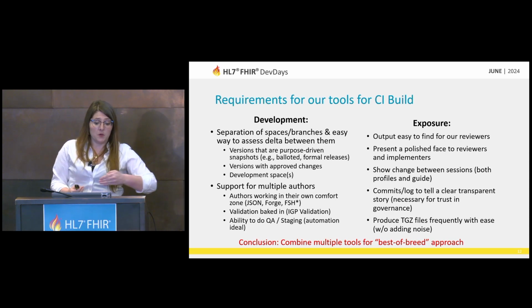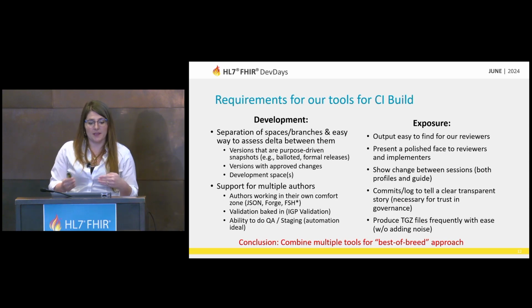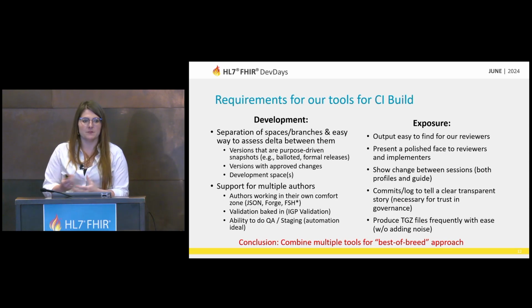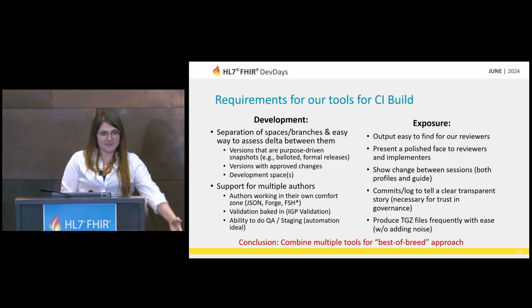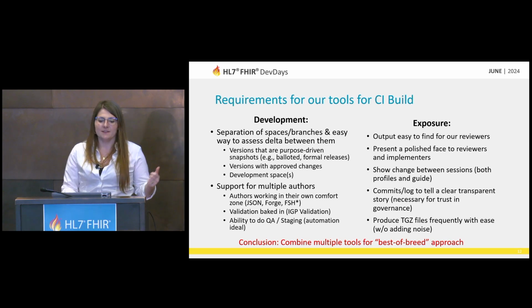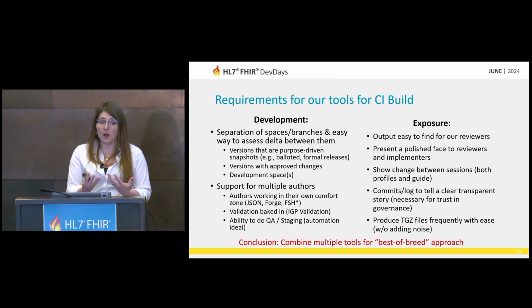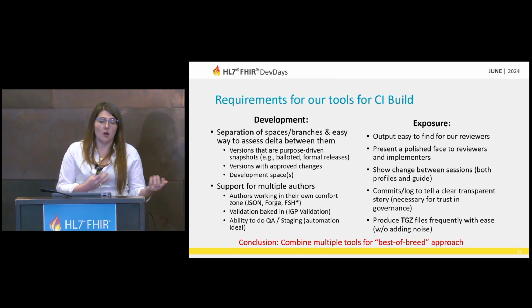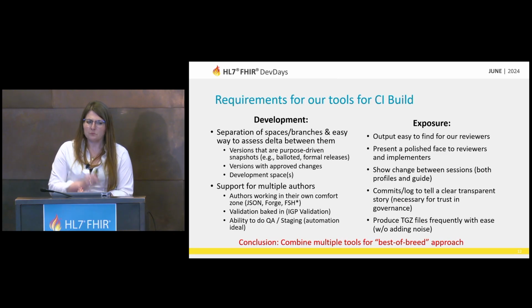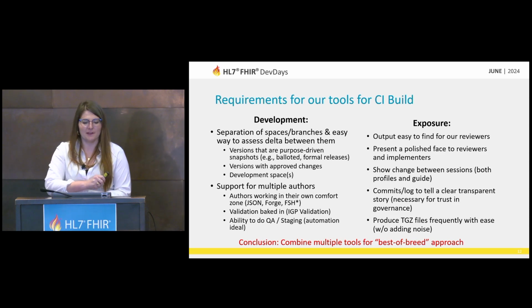And it may mean that you potentially have authors that are working in their own comfort zones. So some might be writing in Excel, others might be writing in JSON, others are writing in FSH, some are using UIs to do this, and we wanted our process to reflect that. It doesn't reflect that entirely, but we're working on it.